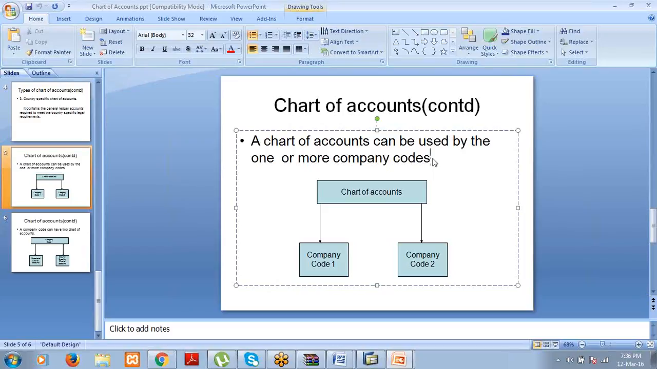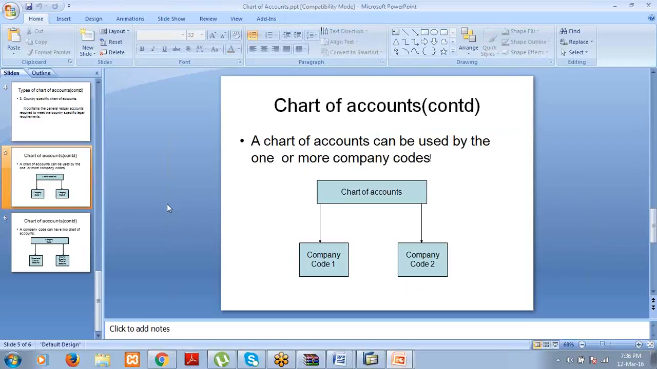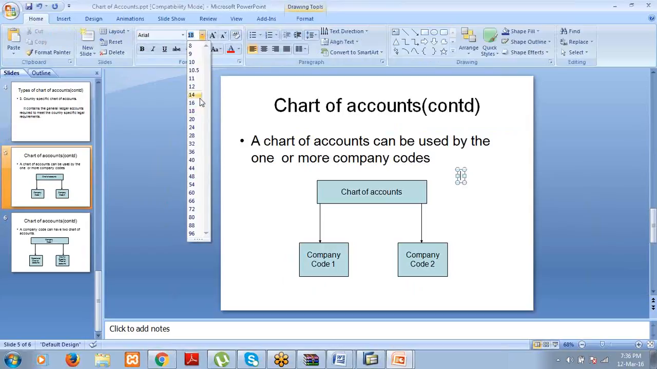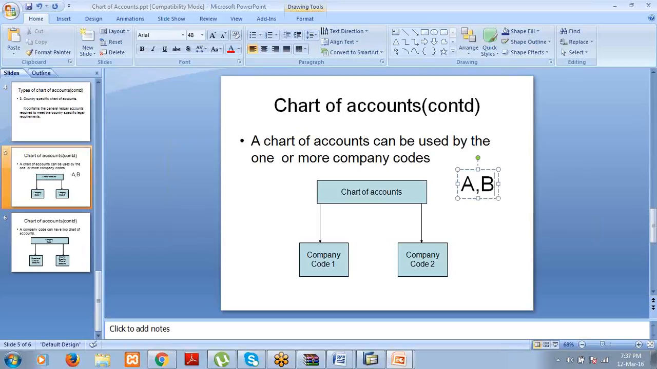But in order to enable several company codes to use the same chart of accounts, all the company codes should be in the same nature of business. Suppose, for example, you have two company codes, A company code and B company code, both in the same nature of business. In that case, the nature of GL accounts can be the same, right? So both the company codes can use the same chart of accounts.